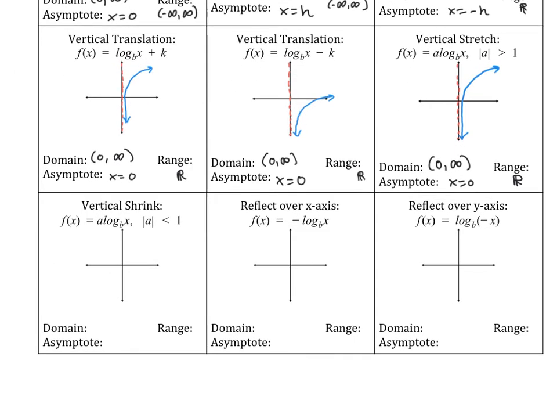So likewise, if we're multiplying by a value, it's still a vertical stretch or shrink. So if the absolute value of a is less than 1, it's going to create the vertical shrink.